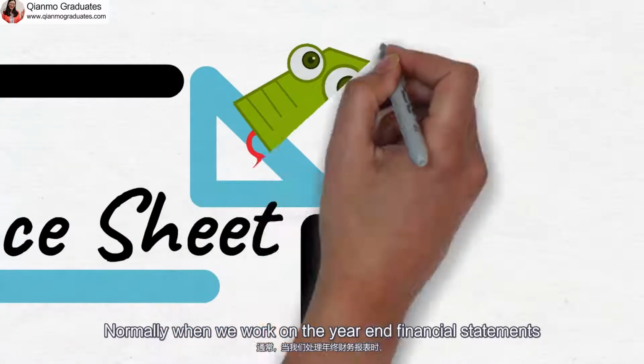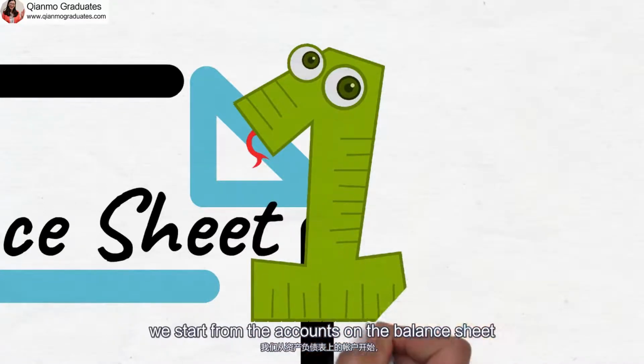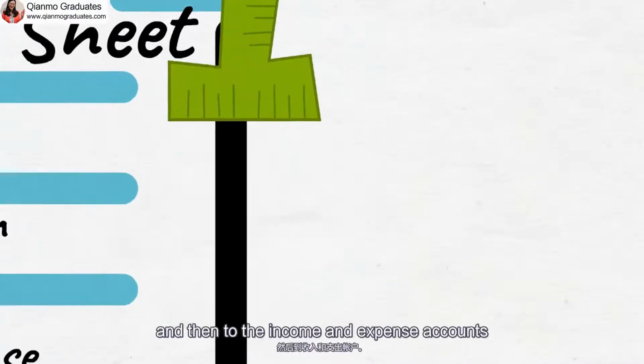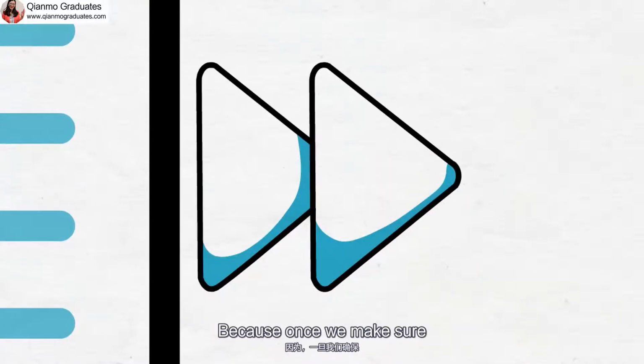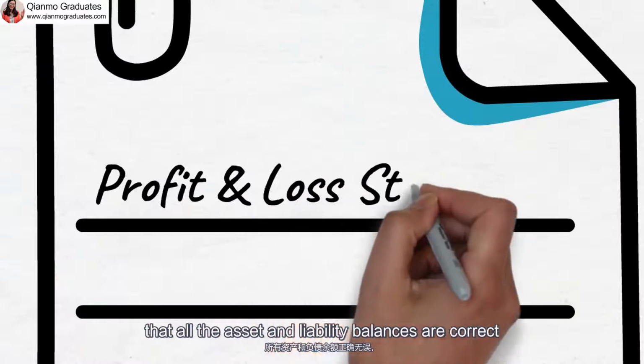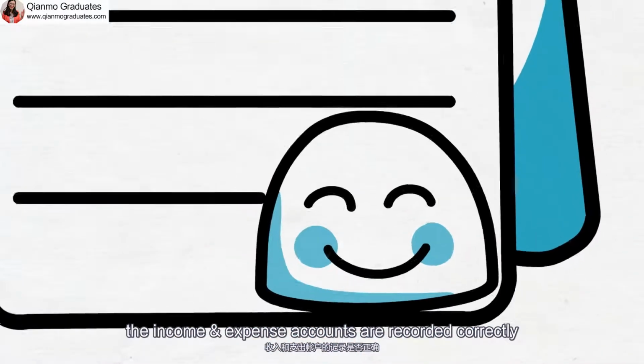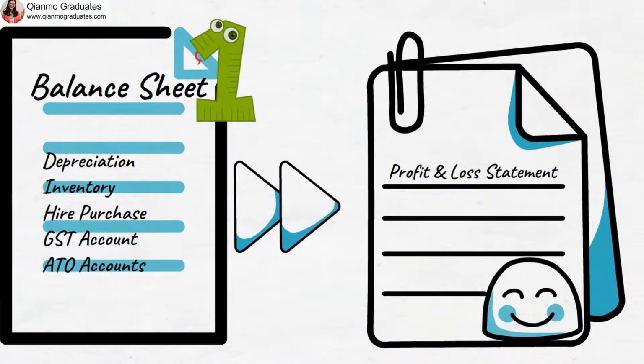Normally, when we work on the year-end financial statements, we start from the accounts on the balance sheet, and then move to the income and expense accounts. Because once we make sure that all the asset and liability balances are correct, we have more confidence that the income and expense accounts are recorded correctly.